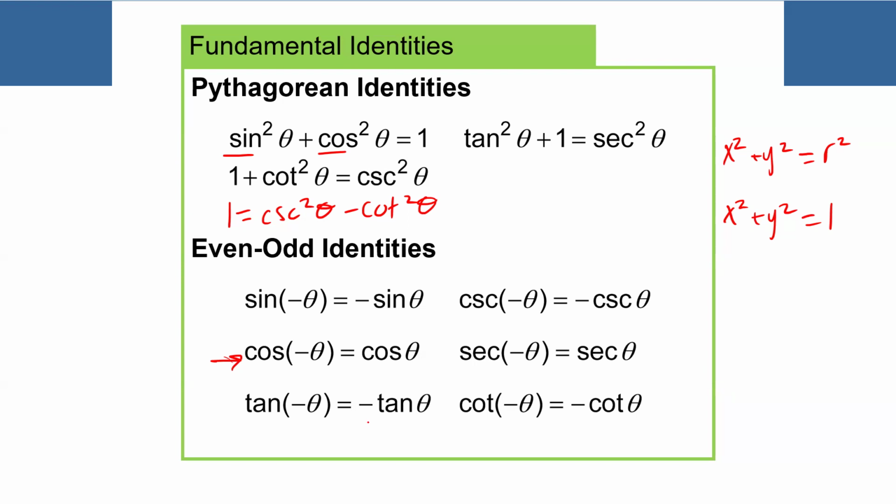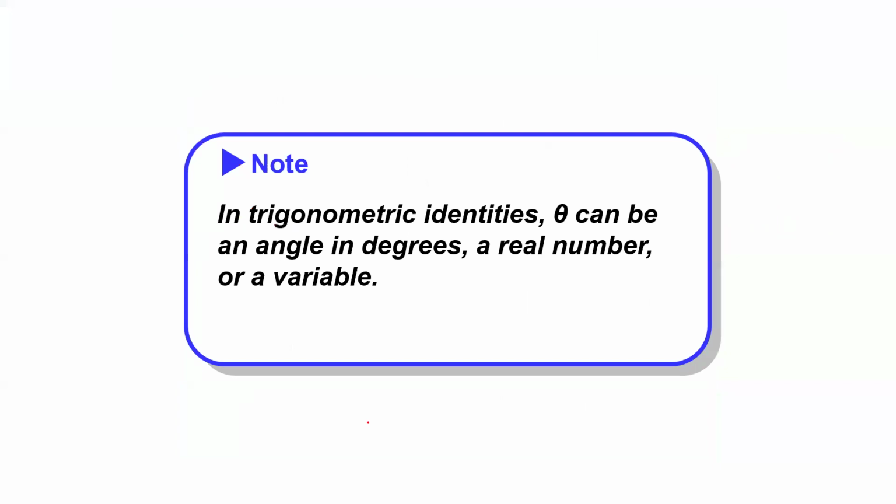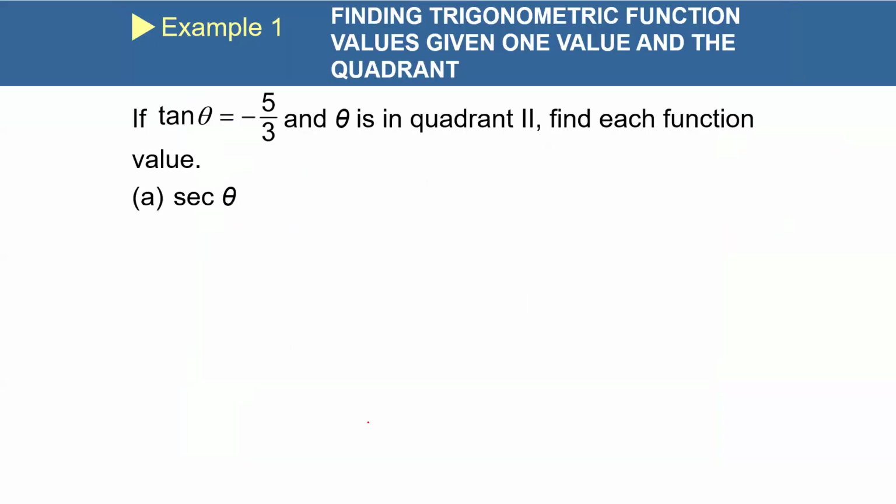But even odd identities work as such. I'll let you write those down. Now, in trig identities, theta can be an angle in degrees, a real number, or a variable. Okay, it's just theta. We're not finding theta yet. We're just plugging it in.